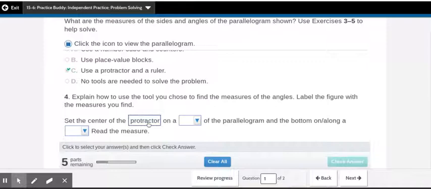Set the center of the protractor on a corner or a side of the parallelogram. If we're talking about an angle, remember it's the corner. We want that little crevice, the vertex. So corner, which is the same thing as vertex, of the parallelogram, and the bottom on/along a blank. Read the measure of a side or a corner. So we're setting the lines of the protractor on the sides. I'm going to show you a picture of a protractor.